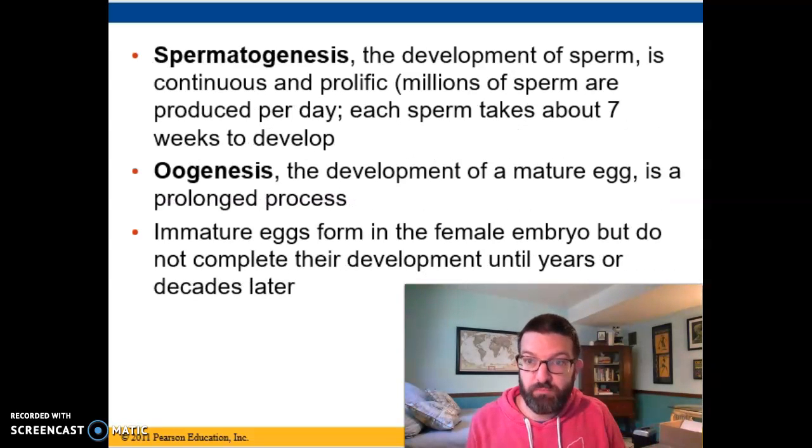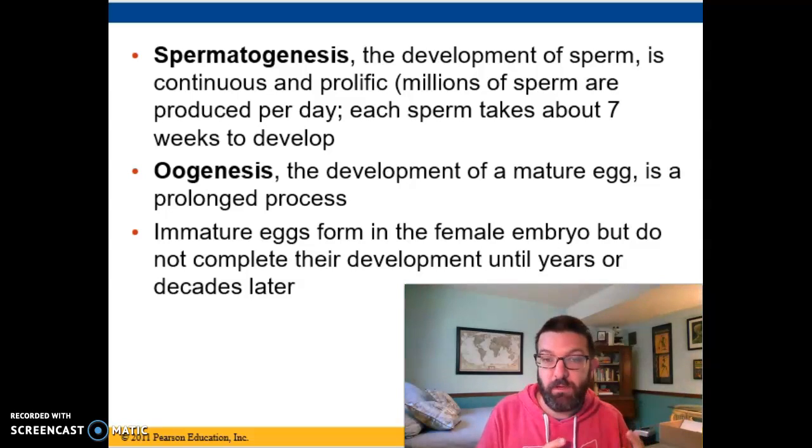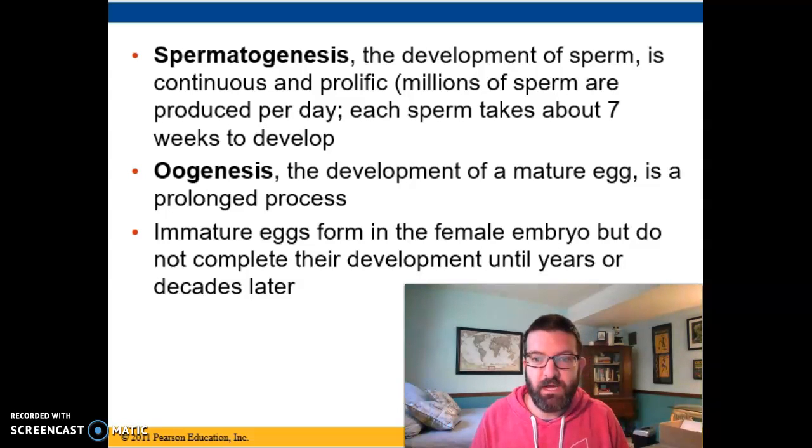Spermatogenesis, or the production of sperm, happens continuously once a male hits puberty. And a male produces millions of sperm a day. They only take about 7 weeks to develop, and they're just sort of continuously being put out. Oogenesis is what we call the development of eggs, and this is a long process. It begins, again, when females are 5 or 6 months old as a fetus, right? They're not even born yet, and it does not finish until fertilization.